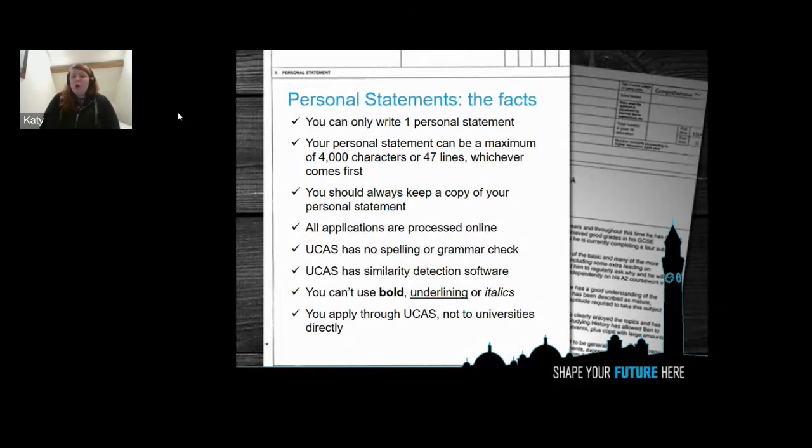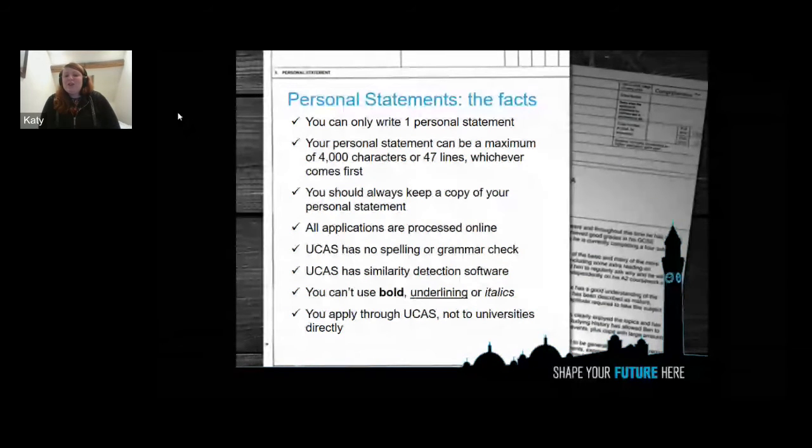Okay, you should always keep a copy of your personal statement as well, especially if you're applying for a course that you might need to come for an interview. So you can remember what you've put in there, because we will perhaps pick up on certain areas that we'll ask you about. As I just talked about, all applications are processed online, and UCAS has no spelling or grammar check. So again, as I mentioned with the copy and pasting it in, make sure you do it in a separate document, which might be able to check your spelling at least and your grammar a little bit as well. There's also similarity detection software.